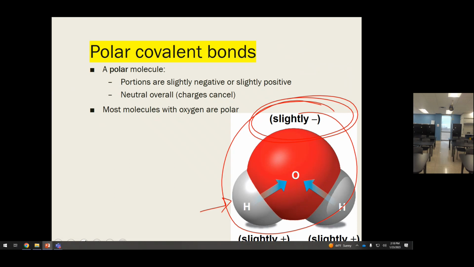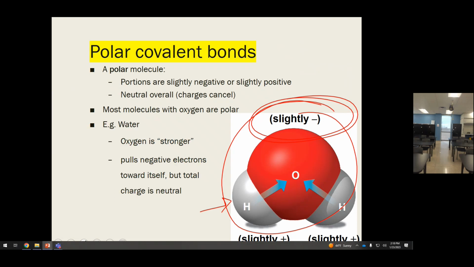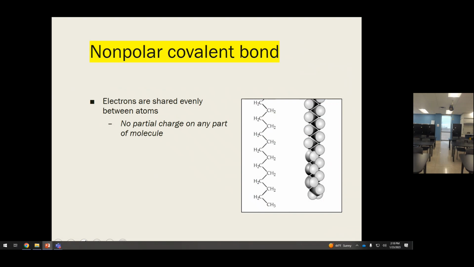Oxygen is very strong, and it is pulling those electrons closer to itself. So that gives the oxygen a slightly negative charge. It is not completely negative because it doesn't have too many electrons, because it's sharing those electrons. It's just slightly negative. The total overall charge, however, is neutral.